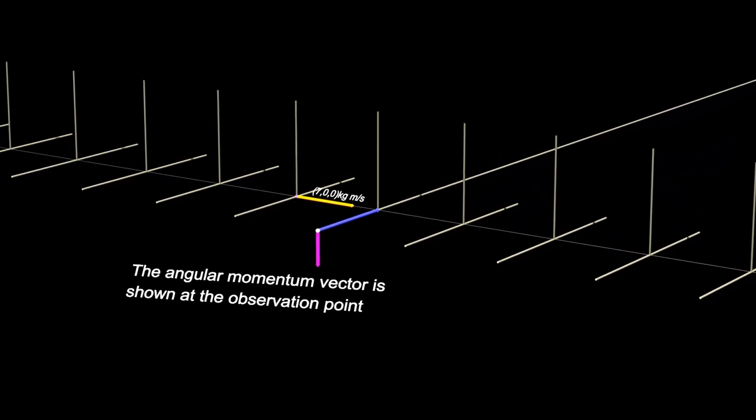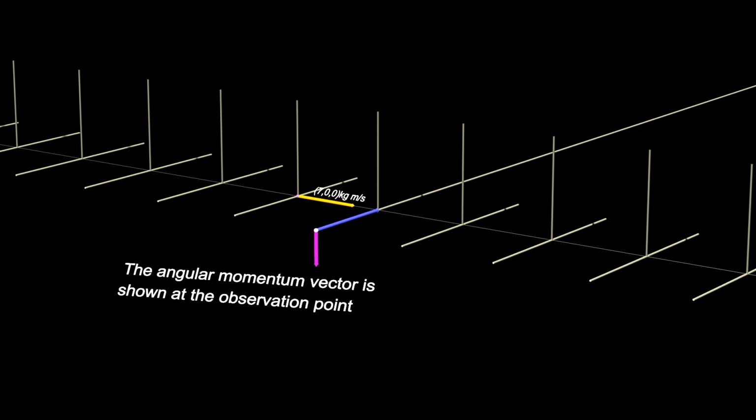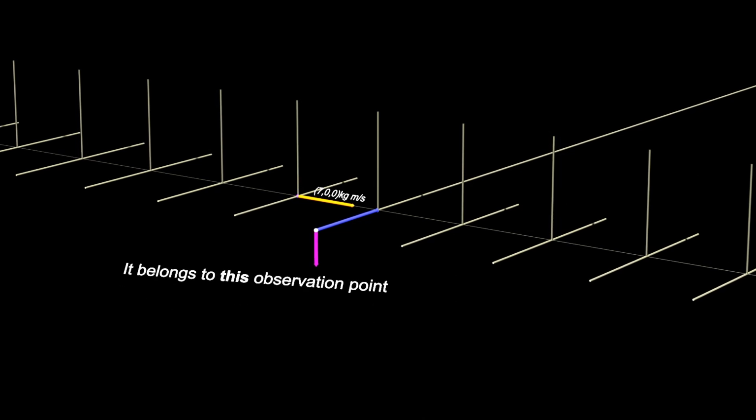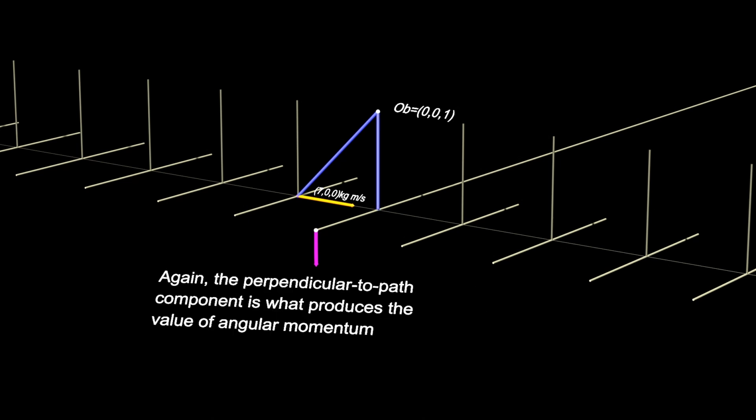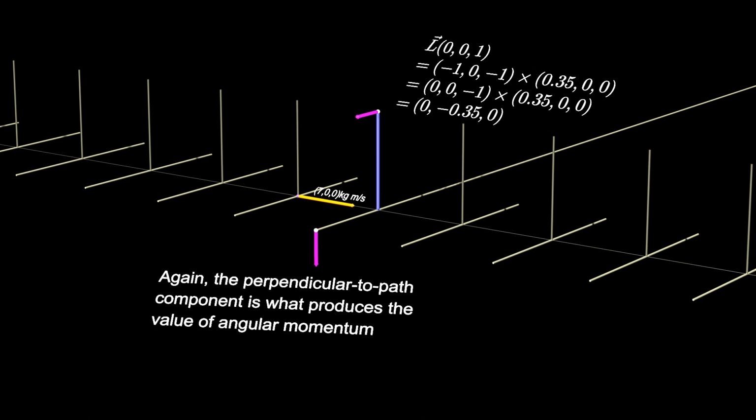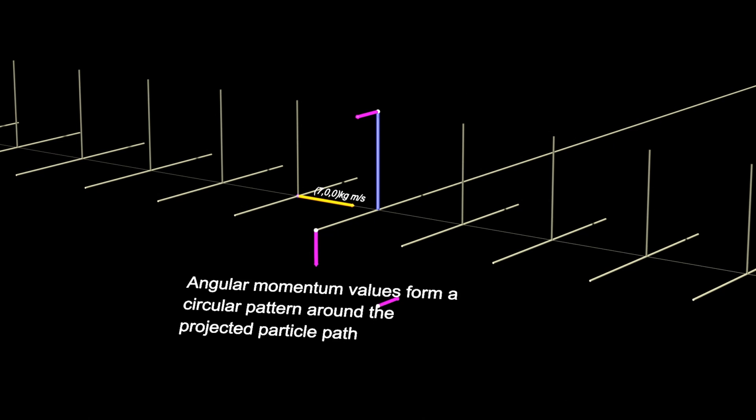The angular momentum vector is shown at the observation point. It belongs to this observation point. When we choose a different observation point, we likely find a different angular momentum value. Again, the perpendicular to path component is what produces the value of angular momentum. Angular momentum values form a circular pattern around the projected particle path.